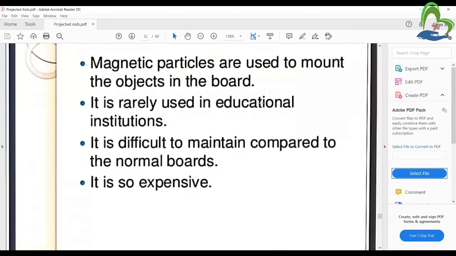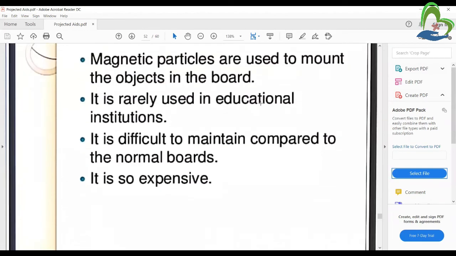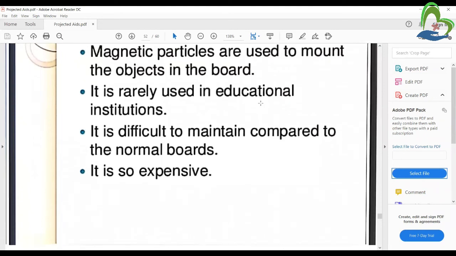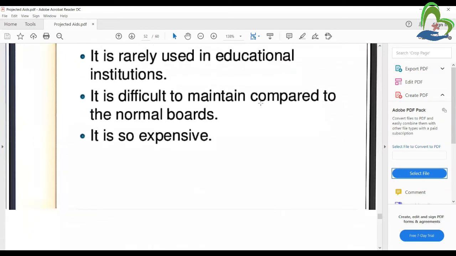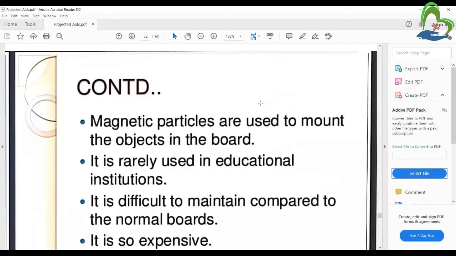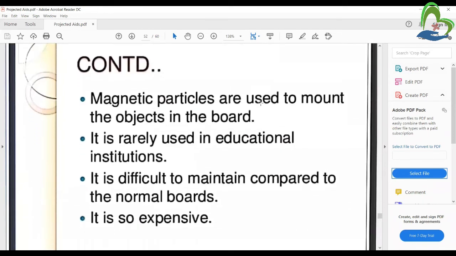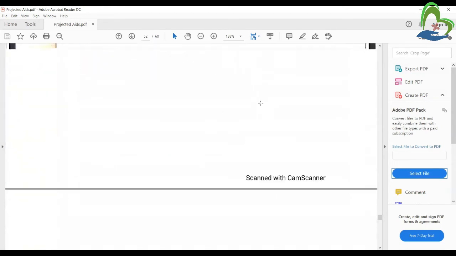Next, the magnetic board lets you mount objects on the board to use for educational instruction. It is difficult to maintain compared to normal boards. It is very expensive, but purchased one time it can be used for a lifetime, right? It is very useful for educational institutions. It is very difficult to maintain, but it is good for educational institutions.